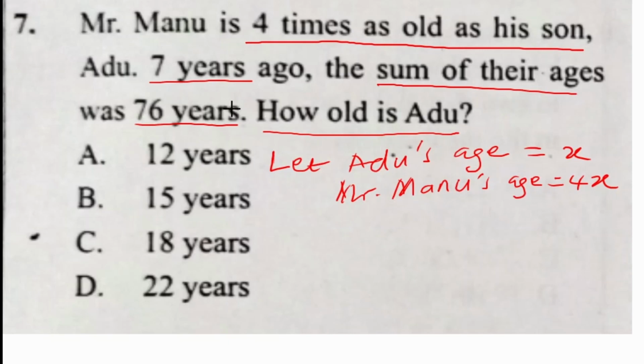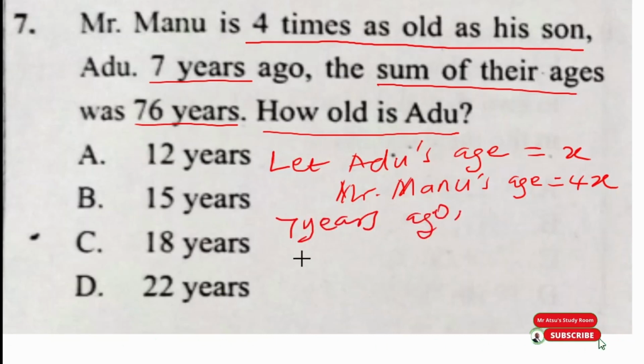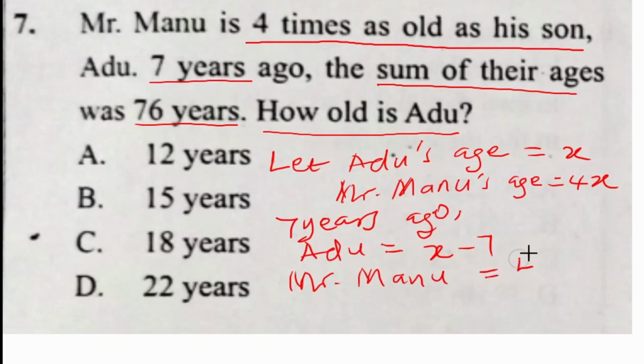Then now we come here, the sum of their ages 7 years ago. With this, we have to find Edu's age 7 years ago and his father's age 7 years ago, so that we add them to equate to 76. So 7 years ago, Edu's age was x minus 7. That's his age now, x, minus 7. And his father's age 7 years ago will be his age now minus 7, that's 4x minus 7.